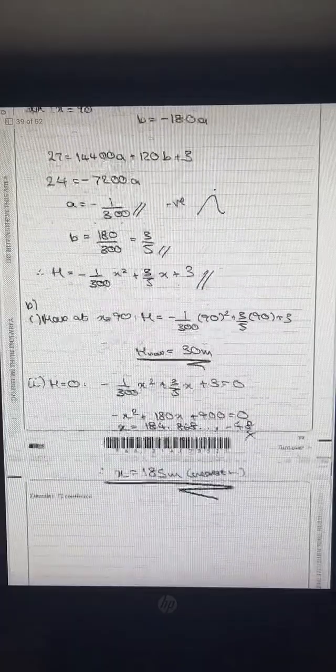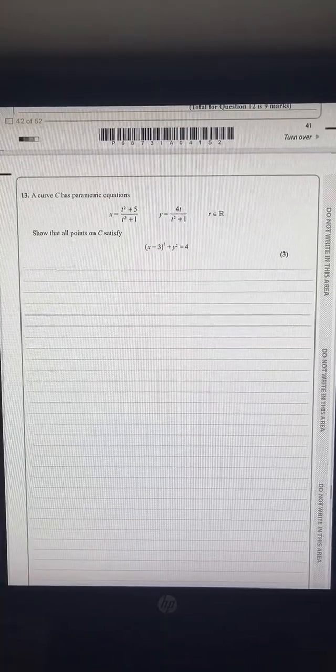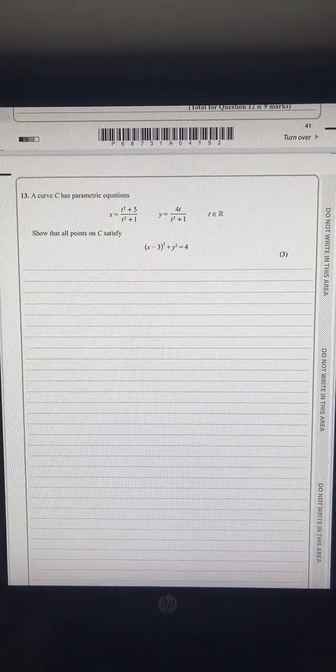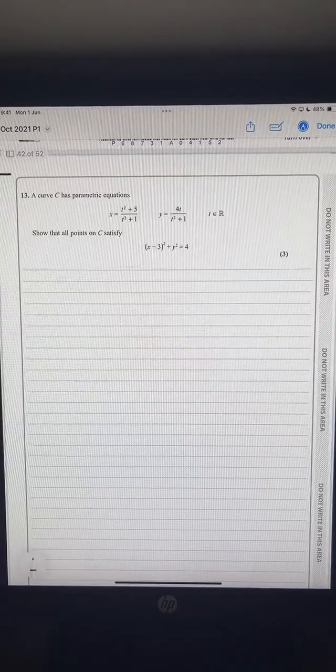Okay, awesome. Moving on, we have 3 questions left, but the last 3 questions, in my opinion, are pretty nice compared to what we just went through. So question 13 is a fun one if you like algebra.